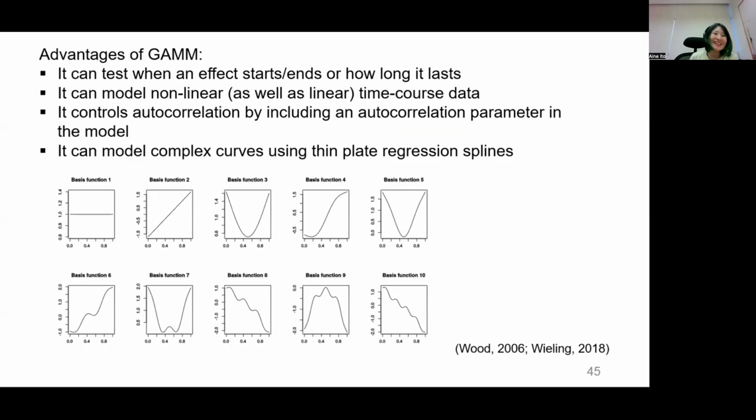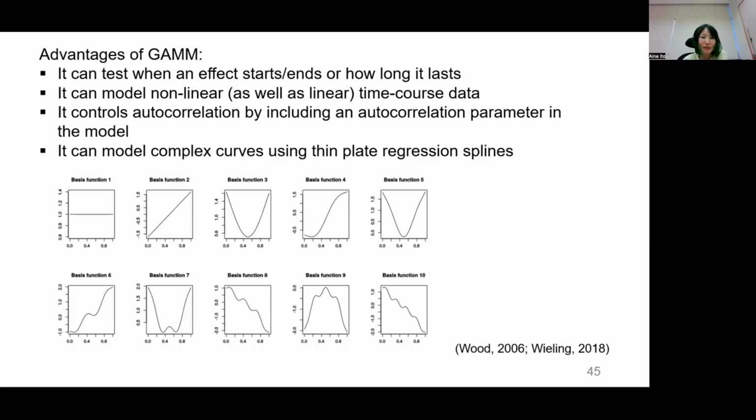The advantages of GAM include that it can test when an effect starts or ends, or how long it lasts, so it's similar to VDOT in that sense. And it can model non-linear as well as linear time course data. So if your data have a non-straightforward pattern, not linear, not quadratic, but something that looks a bit different, GAM may be a good choice for you. It also controls autocorrelation, and it does so by including an autocorrelation parameter in the model.